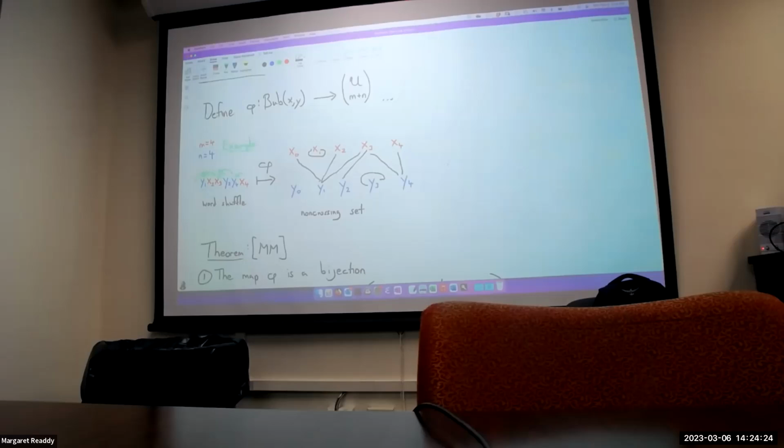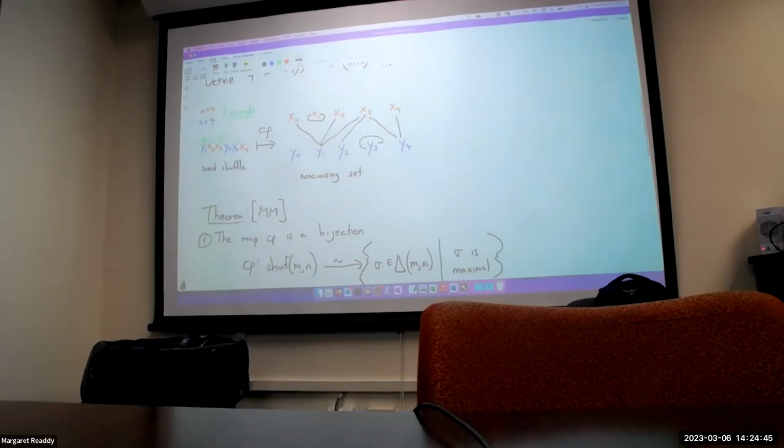And then we put loops at any letter that was not present in the word shuffle. So the x1 wasn't present and the y3 wasn't present, so I put loops there. And we can kind of convince ourselves from this picture that if we just rearrange these letters, with these green arrows turning into edges, then it'll be non-crossing.